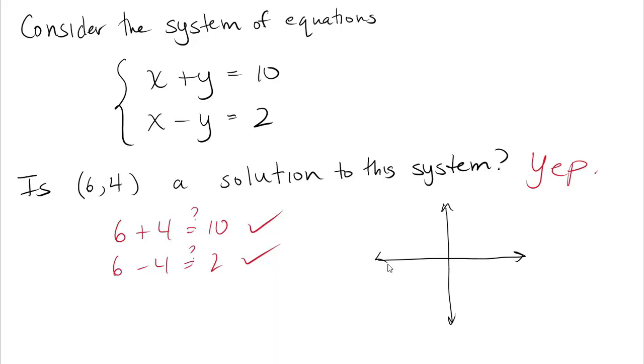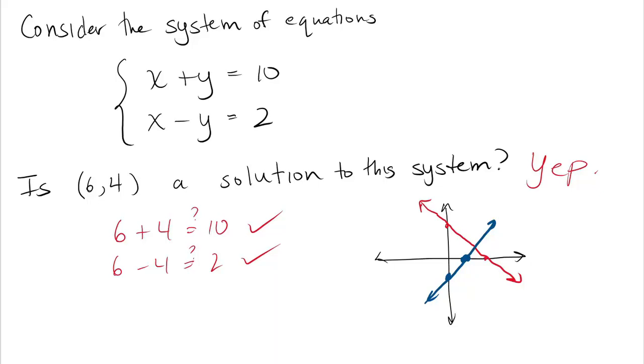If we interpret this geometrically, what we're looking at is the intersection of two lines. x plus y equals 10 would look something like this. x minus y equals 2 would point in the other direction, and these two lines can only intersect at one point. We're saying that the intersection point is the point (6, 4).